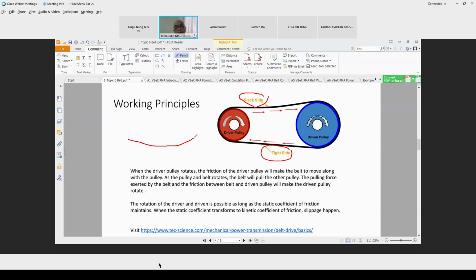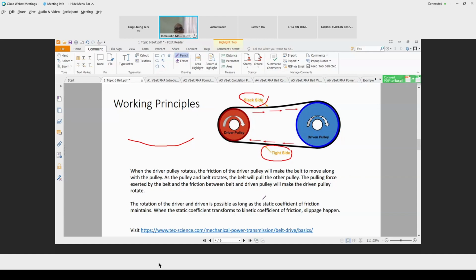Okay, how does it work? When this pulley is rotated, the friction between the pulley and the belt will pull this one. That's why it's going to be the tight side. And it will release up and end here. As this one pulls this one, the belt will pull the other pulley. That is going to be the driven pulley. It just relies on the friction between the pulley and the belt.